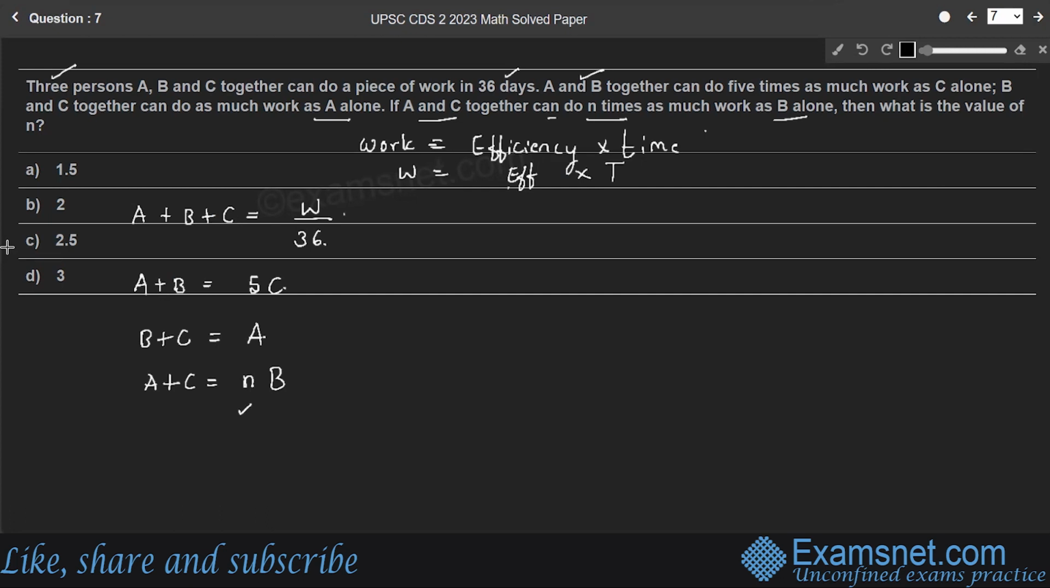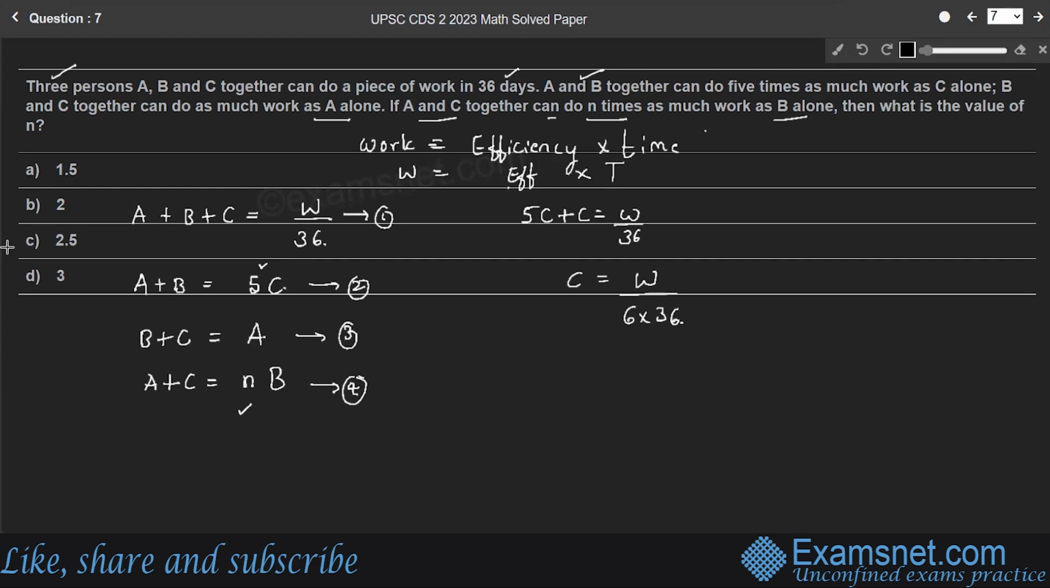So if you consider these equations as 1, 2, 3 and 4, here A plus B is 5 times C. So we'll consider equation 1, A plus B plus C. Since A plus B is 5C, plus C is W by 36. Therefore, 6C is W by 36. So C is W by 6 into 36.